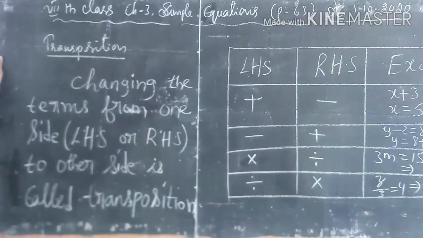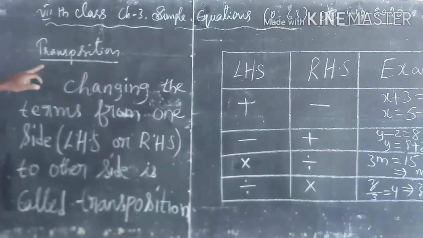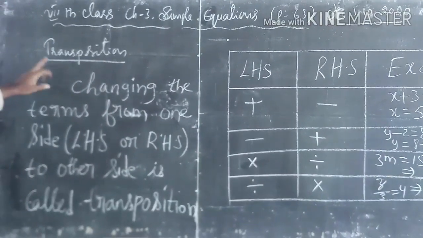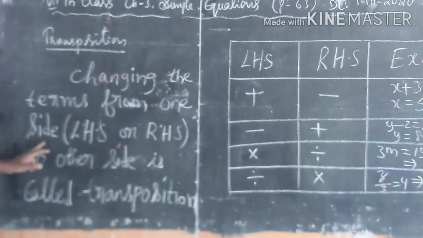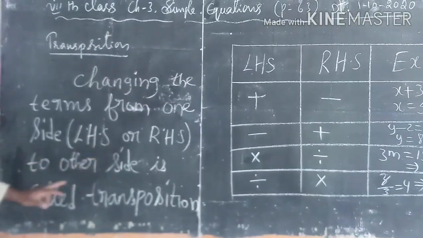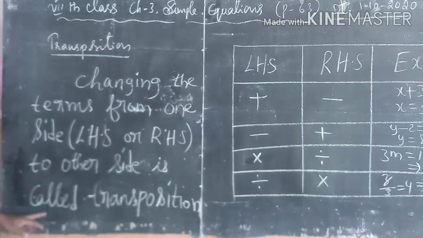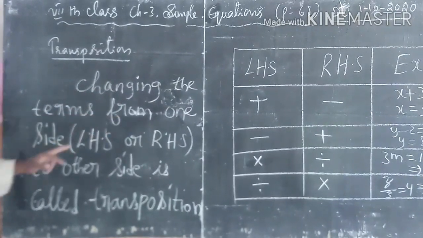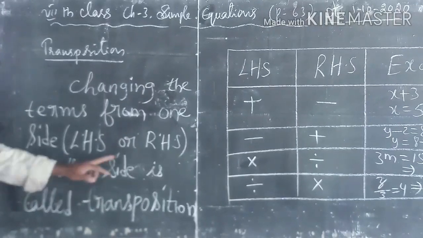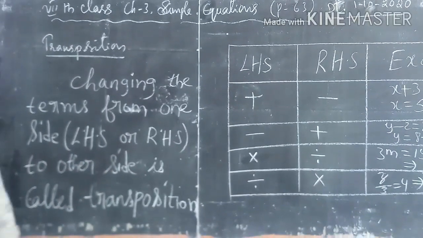Chapter 3, Simple Equations, page number 63. Next topic: transposition. What is transposition? Changing the terms from one side, LHS or RHS, to the other side is called transposition.